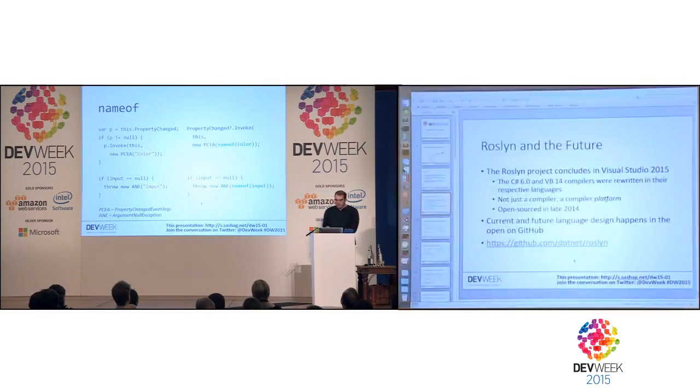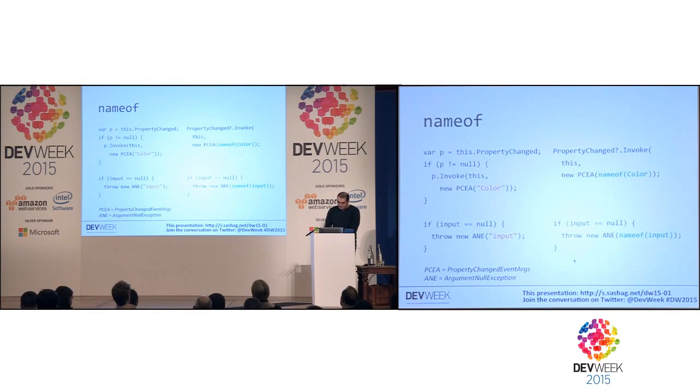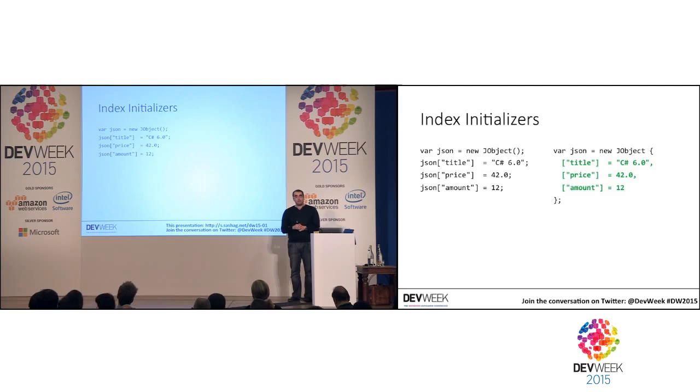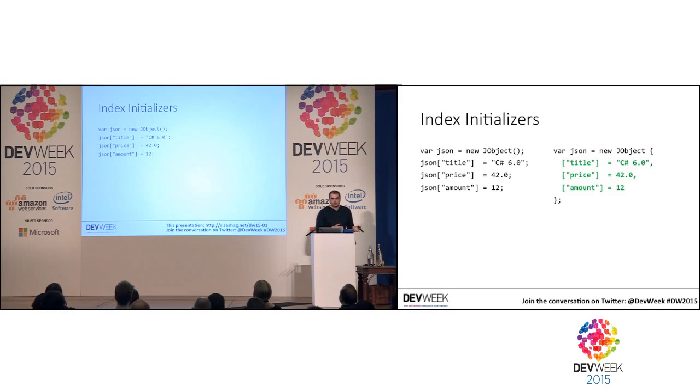Okay, so that was nameof. Moving on. Next thing we have, another small feature, is index initializers. And this applies to all collections that you can initialize using this older approach. So dictionaries, but also anything with a writable indexer.